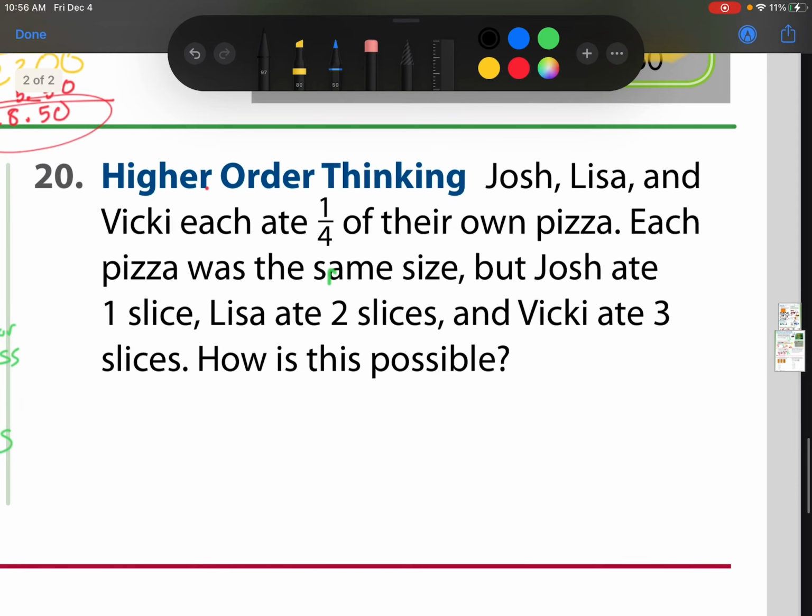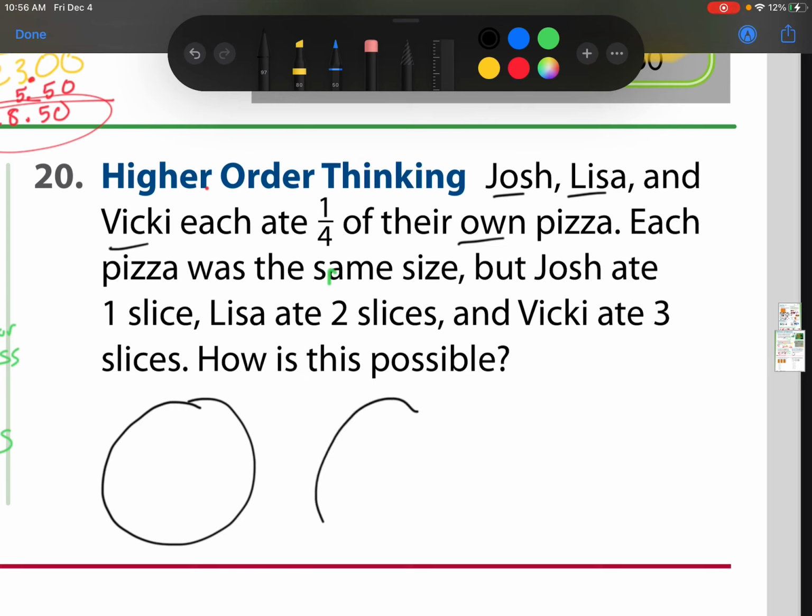Now number 20. Josh, Lisa, and Vicky each ate a fourth of their own pizza. Each pizza was the same size, but Josh ate 1 slice, Lisa ate 2 slices, and Vicky ate 3 slices. How is that possible? So let's start. They're telling me there's 3 people, and they each have their own pizza. So I'm going to draw a picture for our pizzas.